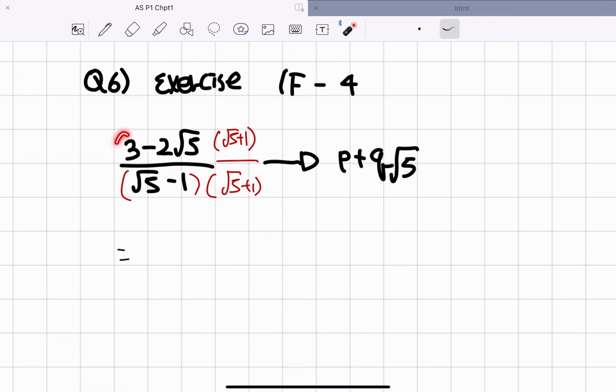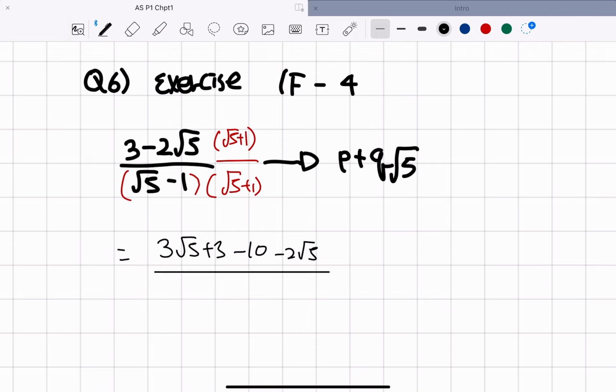So for the numerator it is (3 minus 2 square root of 5) times (square root of 5 plus 1). So we can say it's 5 square root of 5 plus 3 minus 10 minus 2 square root of 5. And for the denominator, it's simply 5 minus 1. To simplify, we simplify these two terms, which is just square root of 5, and this number's 3 minus 10, which is minus 7.